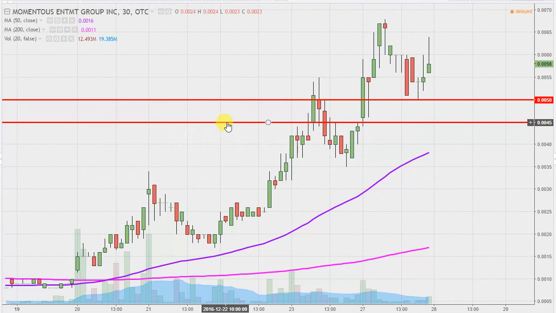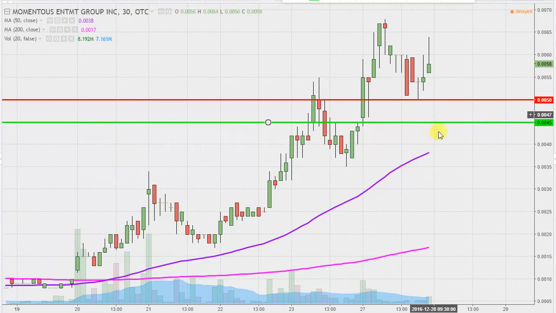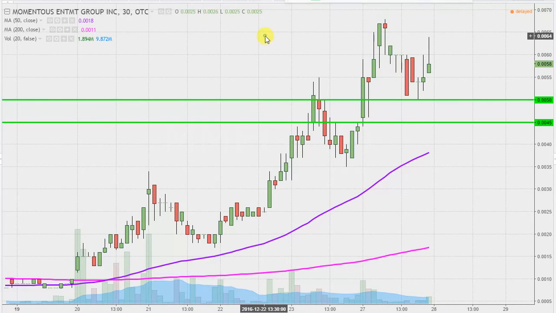So for those of you that did watch the video from Friday and hopefully remember, I talked about 0045 as a level of resistance, but now that the price has broken above it and closed above it, this would be considered an area of support. And same with right here at 005. It was a level of resistance on Friday when I did the video, but now that the price is above it, you'd want to see it act as support.